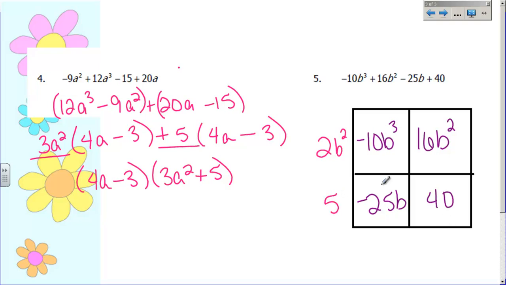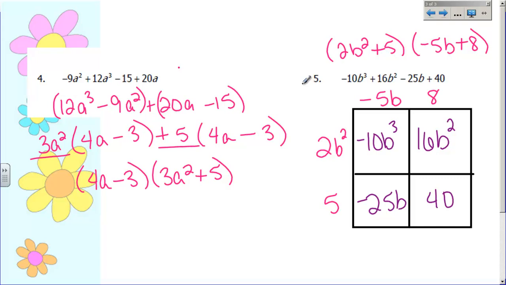The greatest common factor for this column, they are both negative, so I have to factor out a negative because they have that in common. And then for 10b to the third and 25b is going to be 5b. And then for this column, I have 16b squared and 40. The greatest common factor there is going to be 8. So my two factors for this are going to be 2b squared plus 5 and negative 5b plus 8. So those would be your two factors.